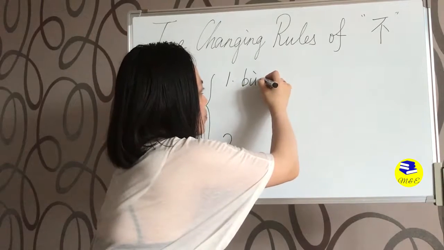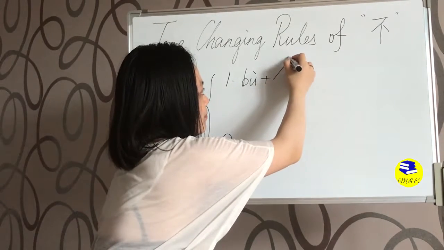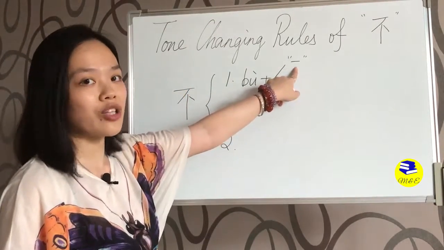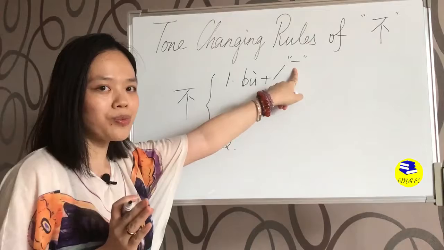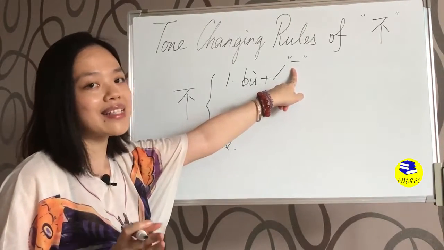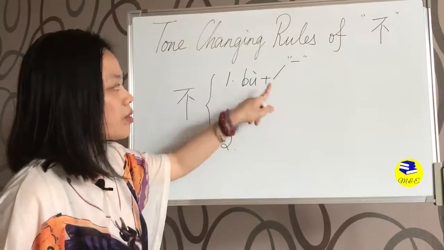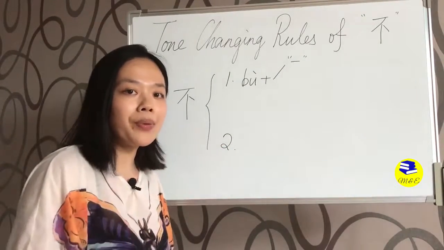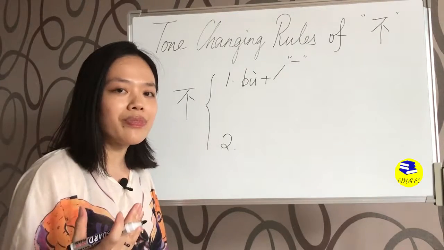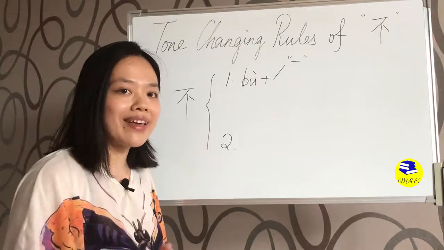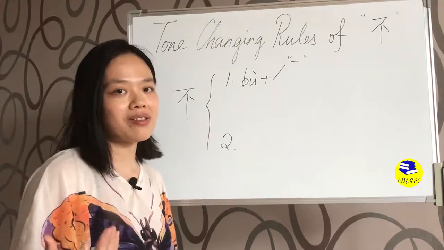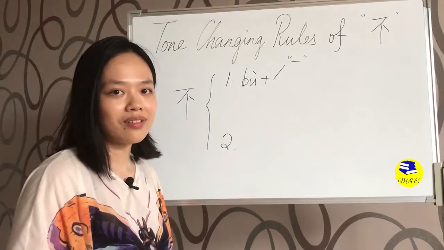The first one is what? Remember, this is a tone mark, right? Don't mix it up with the character. It's not character yi, okay? It's a tone mark. So it means what? When character bu follow with a character whose tone is first tone, so bu pronounce its original tone, fourth tone.